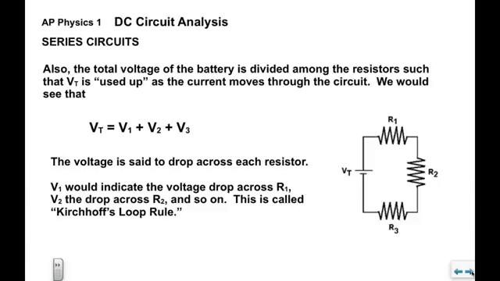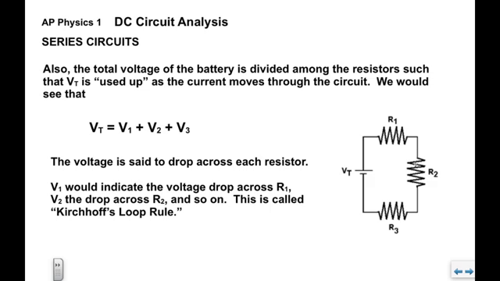Now, what we find in a series circuit is that the total voltage that's supplied to the circuit by the battery is divided among the resistors such that V sub t is used up as the current moves through the circuit. We would see that the voltage drop across 1, which is V1, plus the voltage drop across 2, plus the voltage drop across 3, would equal the battery voltage. So if the battery supplies 9 volts of potential difference to the circuit, V1 plus V2 plus V3 has to equal that 9 volts. This is called Kirchhoff's loop rule. There's a couple of Kirchhoff rules that we'll look at.